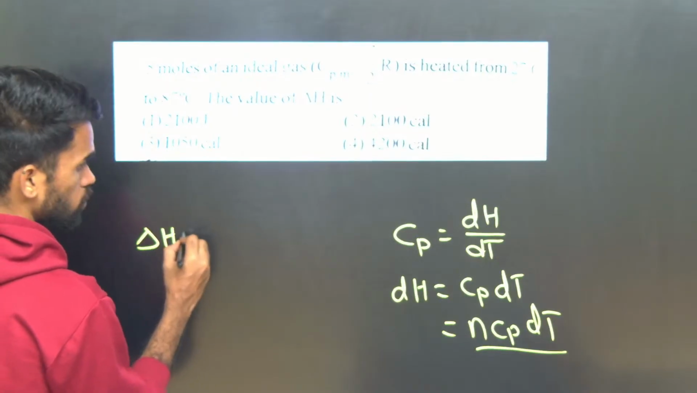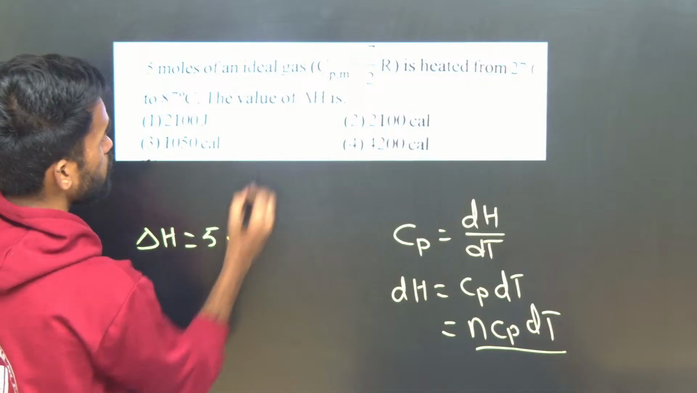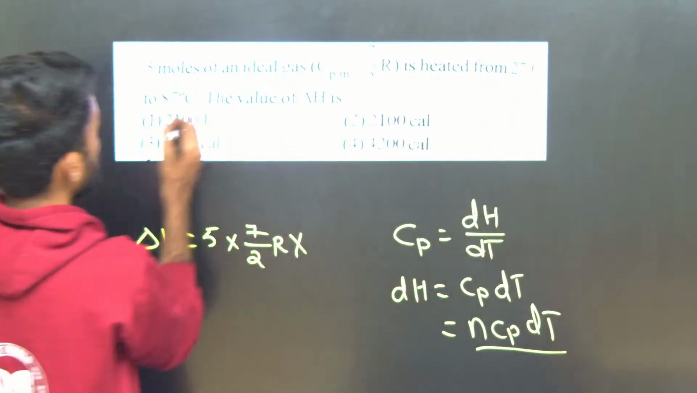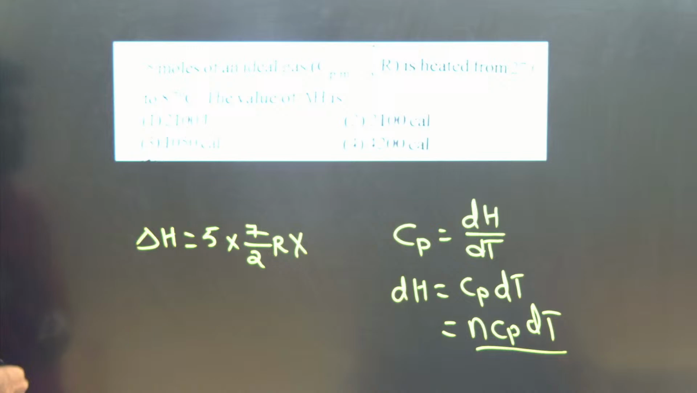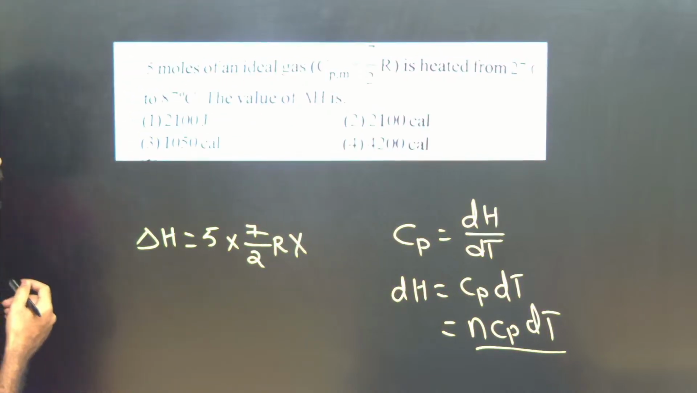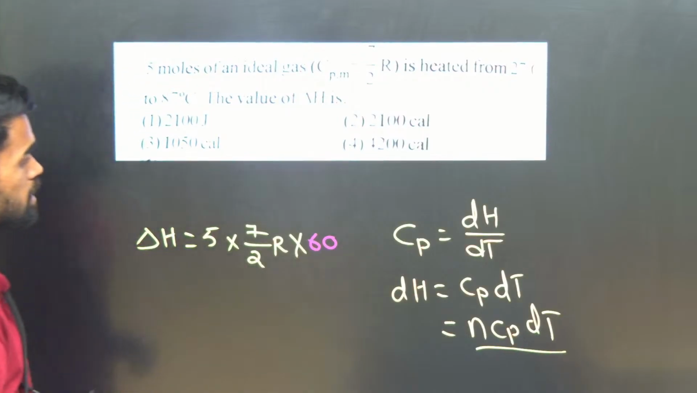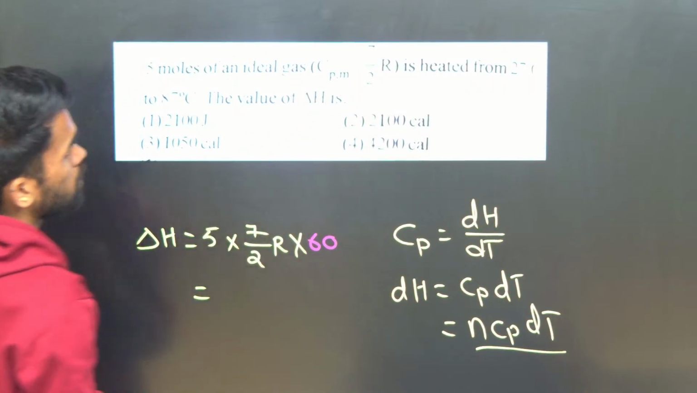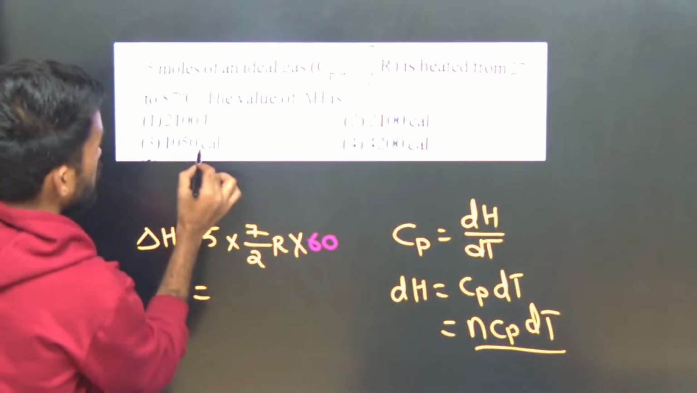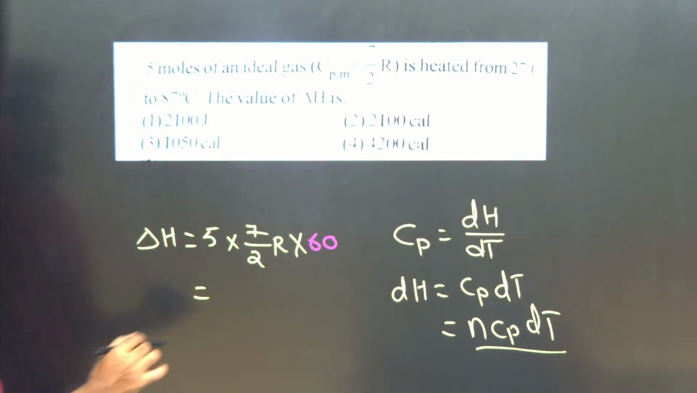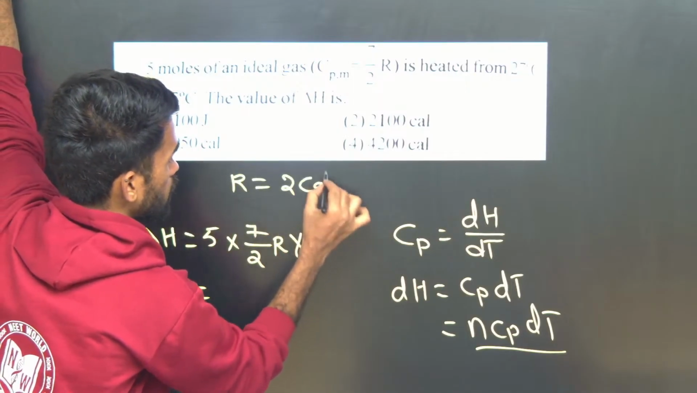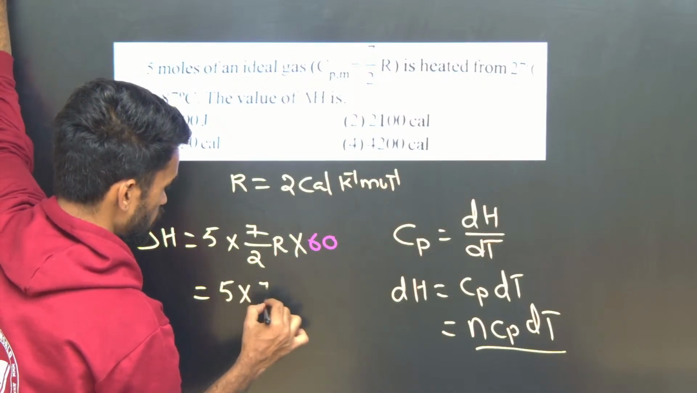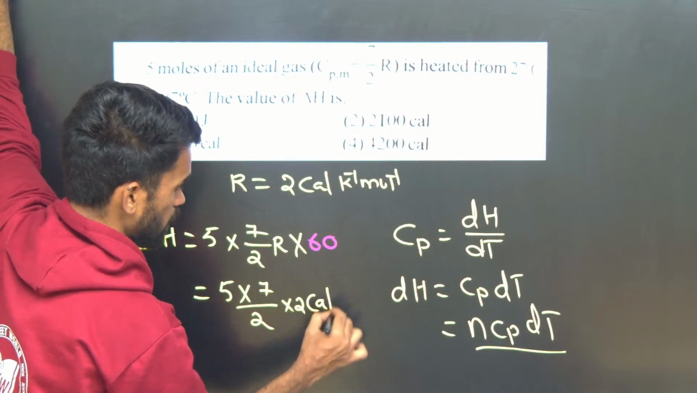Delta H equals n, how many moles? 5 moles, and Cp is how much? 7/2 R, multiplied with dT. How much temperature difference? 87 minus 27, so it will be 60. dT is 60. They want the answer in terms of either calories or joules. Let us calculate in calories first. R can be taken as 2 calorie per Kelvin per mole. So just substitute here 5 into 7/2 into 2 calorie per Kelvin per mole into 60.